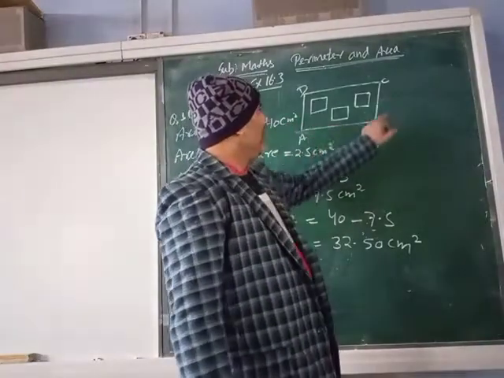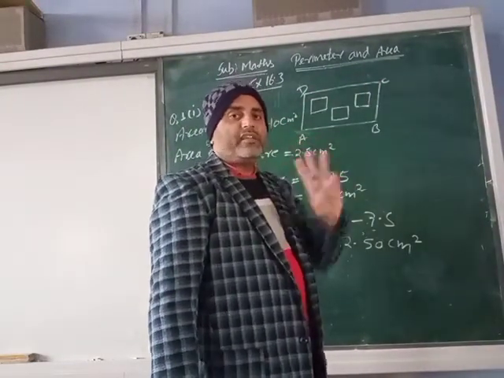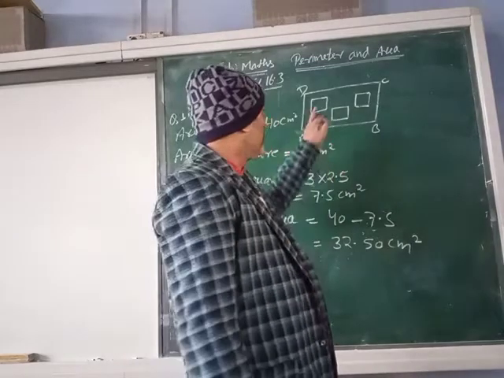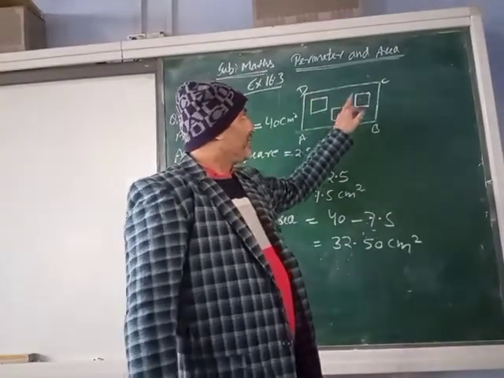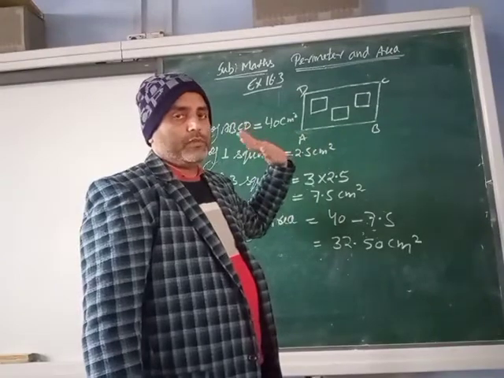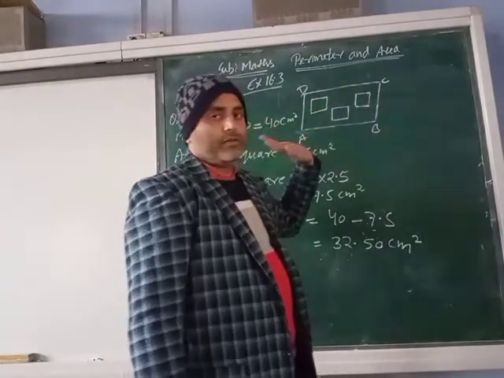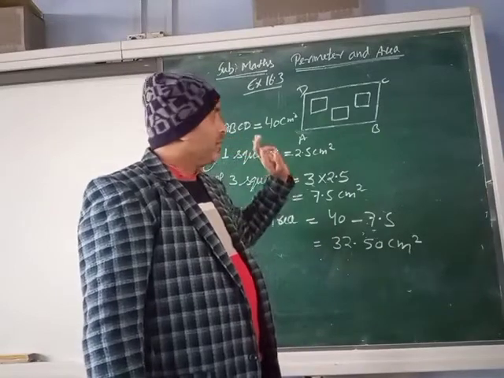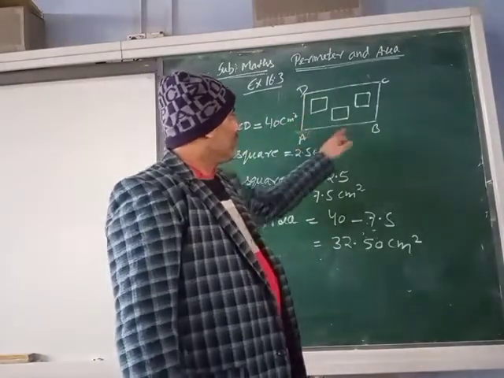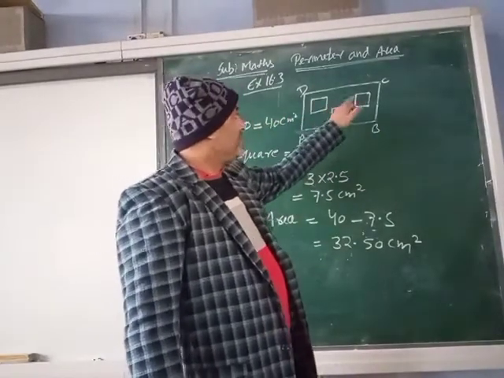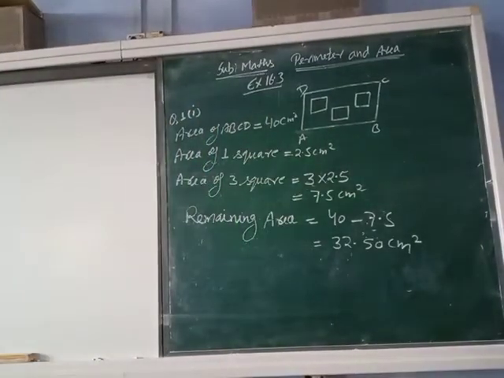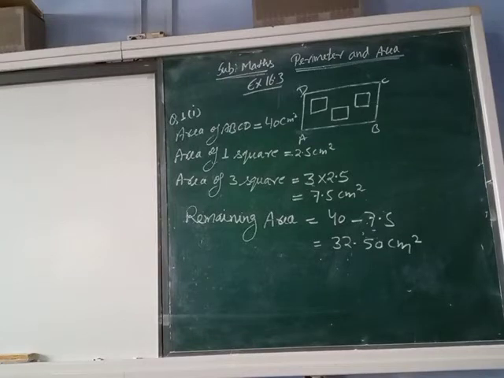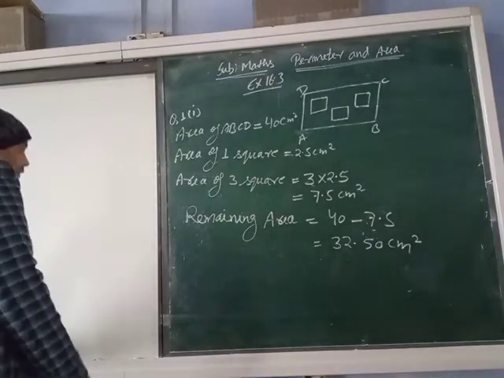Area of rectangle is given now. We have to cut three squares from that rectangular piece: 1, 2, 3. This area is given 2.5, this area is given 2.5, and this is also 2.5 centimeter square. Then we have to find out the area left on the rectangular piece. Then what we have to do? Find out the area of rectangle, which is given, add these three areas, then subtract, and we will find the remaining area. Write down. See next.